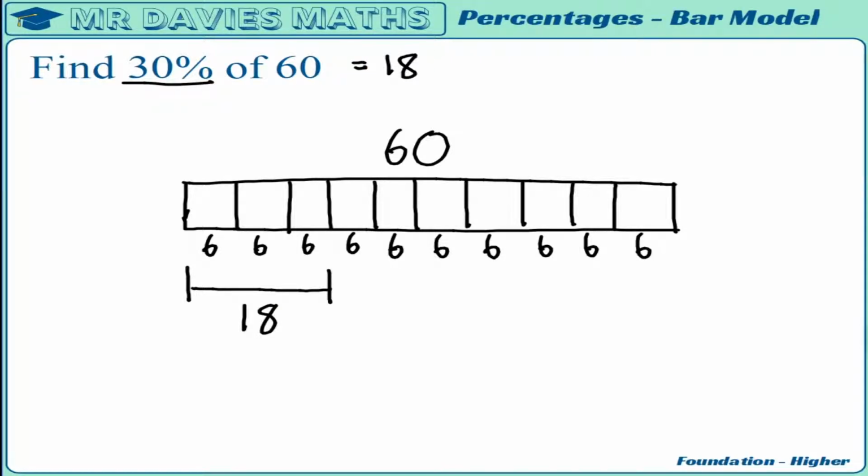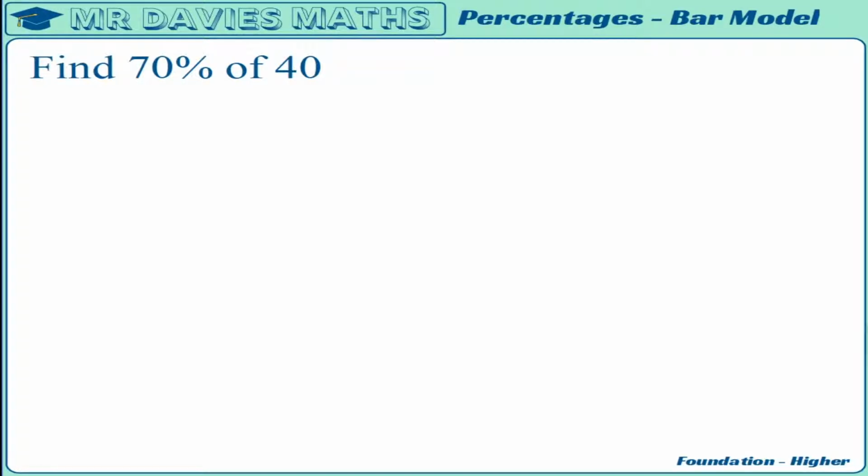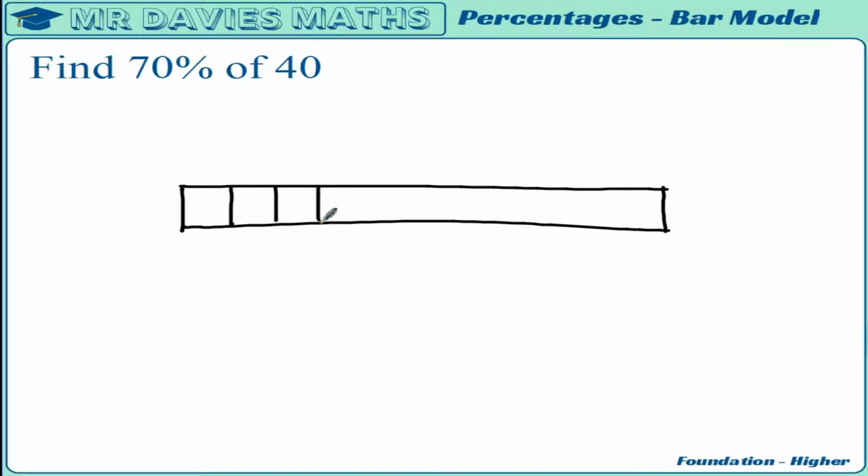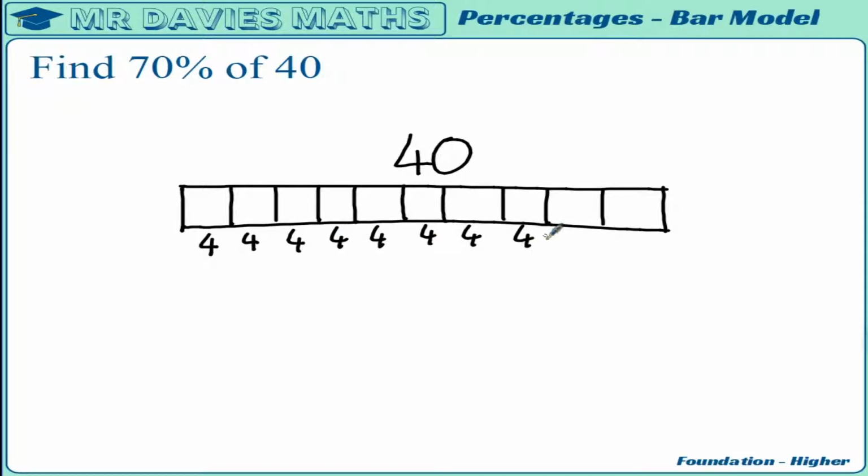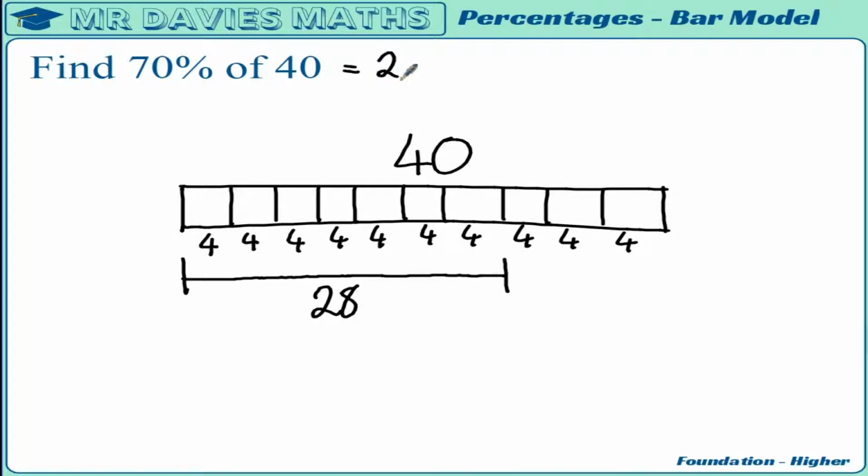Next question. What about 70% of 40? Again, starting off with my long bar. You'll get used to drawing these, trust me. 40 is my total this time. Hopefully you're spotting the pattern. 40 divided into 10 sections will be 4 in each bar. But this time I need 7 of them. Each one of them has 4 inside, and I've got 7 fours, which is a total of 28. So my answer is 28.